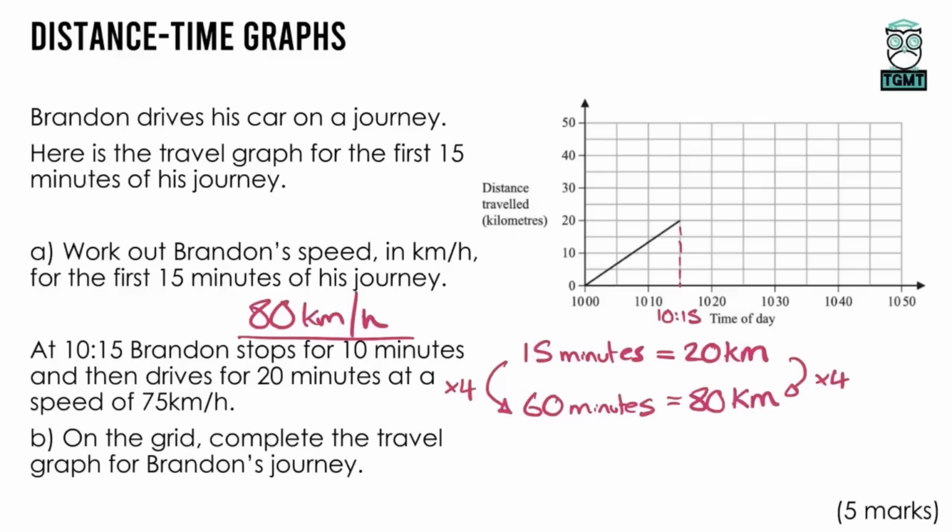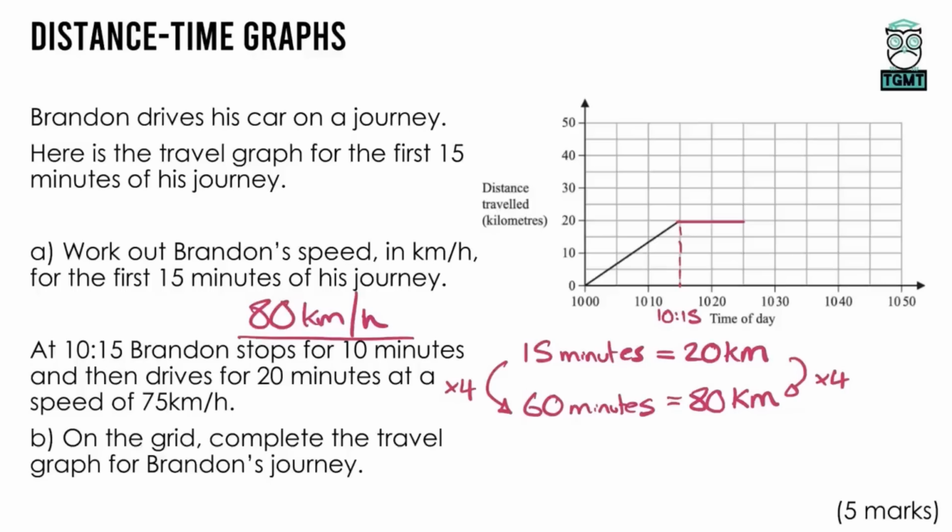It says at 10:15, Brandon stops for 10 minutes. And then drives for 20 minutes at a speed of 75 kilometres per hour. On the grid, complete the travel graph for Brandon's journey. Well, if he stops for 10 minutes, well, each of these lines going across is 5, so that's 5 minutes, and then another 5 minutes. So that means we get to here. And then he drives for 20 minutes at a speed of 75 kilometres per hour.